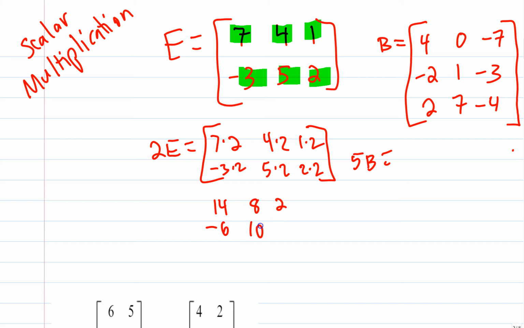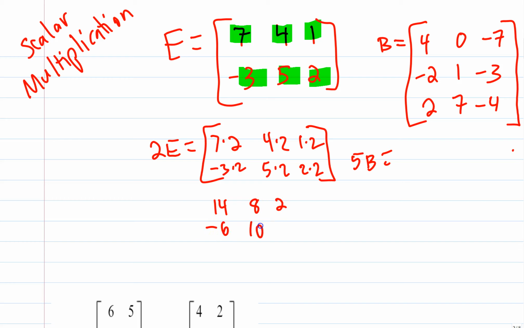Here's B. It's a bigger matrix. It's 3 by 3, 3 rows by 3 columns. What would 5B be? Well, each of those numbers would now get multiplied by the 5. So 4 times 5 would be 20. 0 times 5 would be 0. Negative 7 times 5 would be negative 35. Negative 2 times 5 would be negative 10. 1 times 5 would be 5. Negative 3 times 5 would be negative 15. 2 times 5 would be 10.